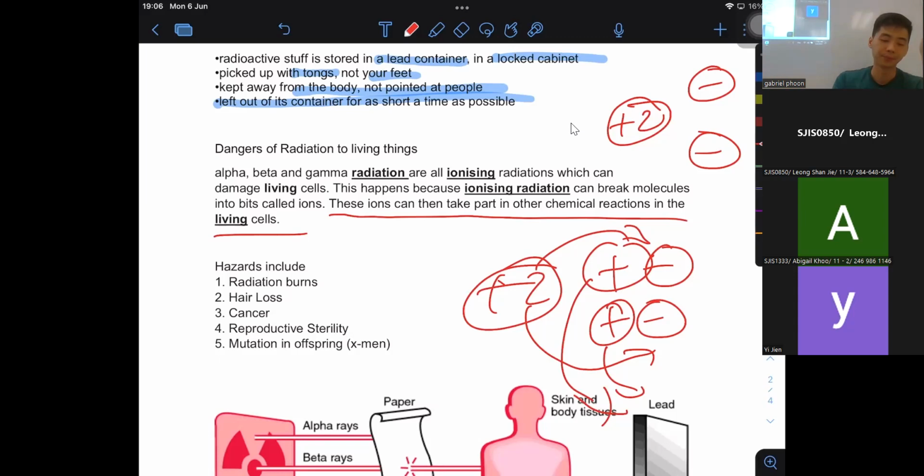So yeah. And of course, the hazards include radiation burn, hair loss, cancer, reproductive sterility. For the men, be careful, right? And of course, mutation in your offspring.